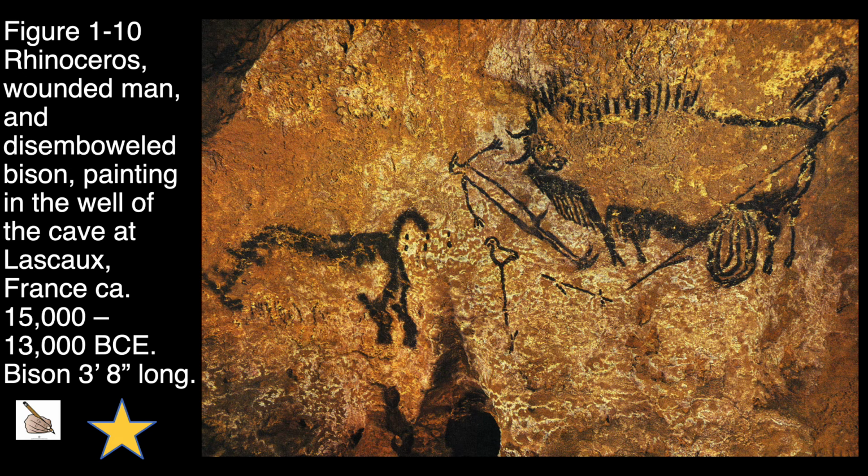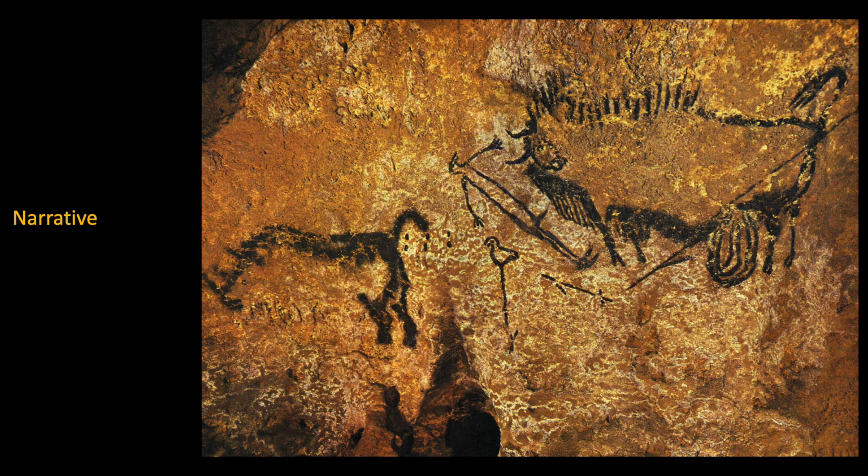Rhinoceros, wounded man, and disemboweled bison, painting in the well of the cave at Lascaux, France, approximately 15,000 to 13,000 BCE. The bison is 3 feet 8 inches long. Modern viewers can be sure of nothing. But if the painters placed the figures beside each other to tell a story, this is evidence for the creation of a complex narrative composition.